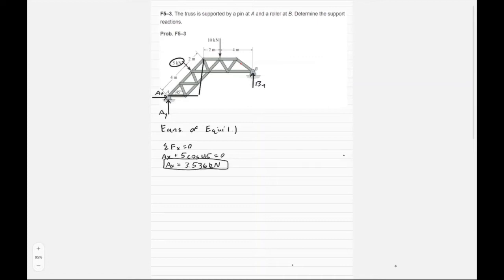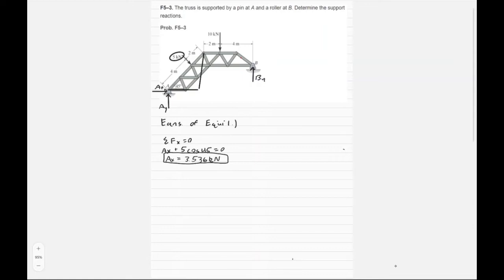I'd like to take a moment around point A to do my equation of equilibrium around there. You can do it around point B if you'd like to. However, you'd have to include the A of x and the A of y force in your equation. Whereas if you just do the moment around point A, it makes it a tiny bit simpler because you won't have to include an extra force in that equation.